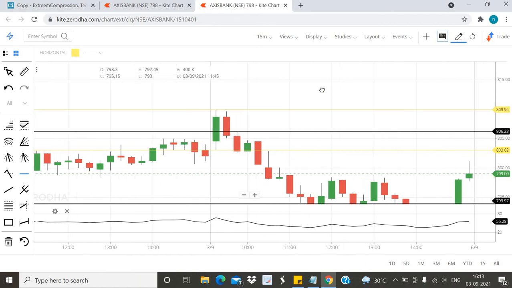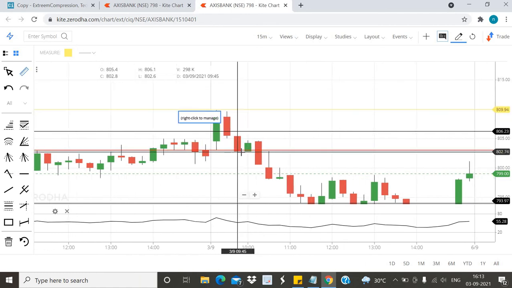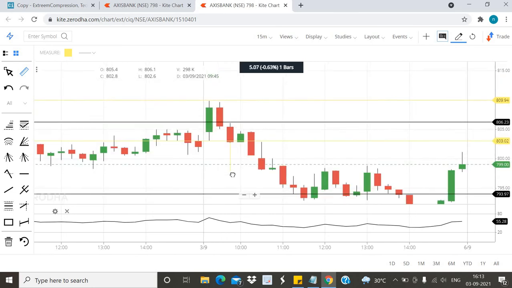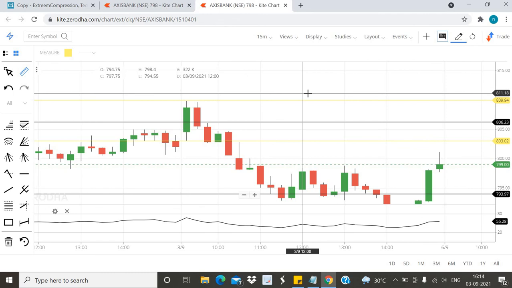So let us check. This is our entry and our stop loss is 0.46. We can keep 1 or 2 times the stop loss as a profit. Here it has achieved 2 times. So the risk reward is 1:1 or 1:2.